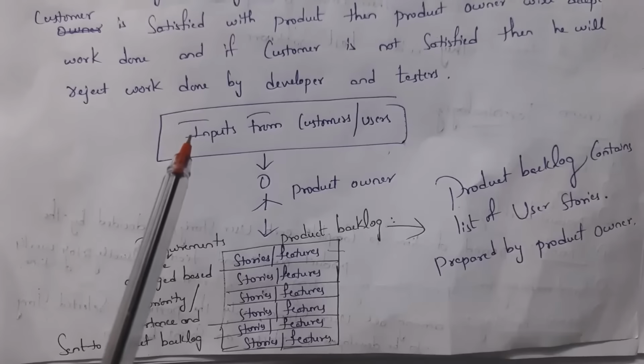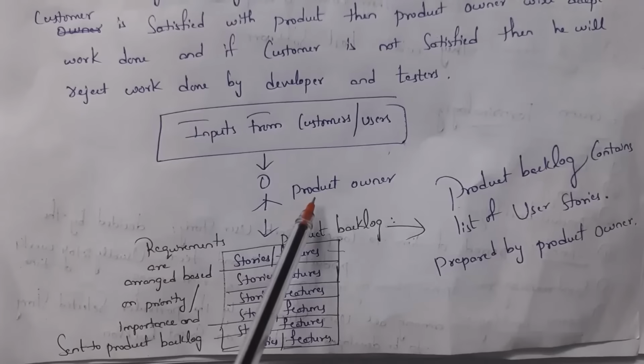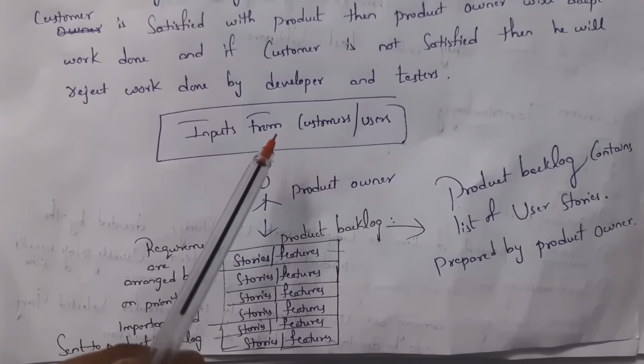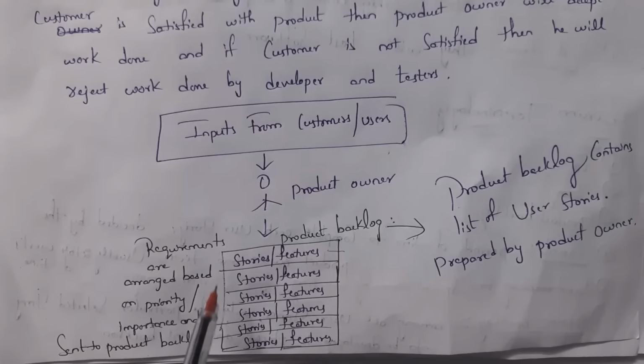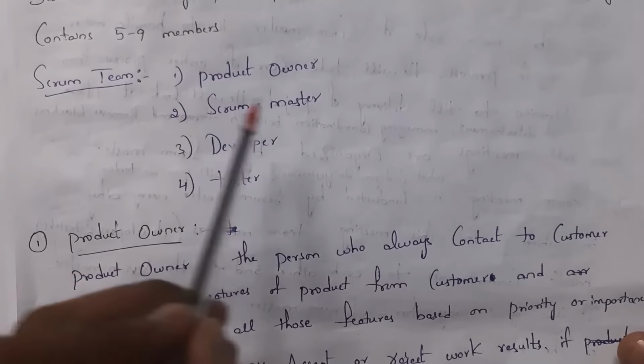So this is the role and responsibility of the product owner. The product owner will interact with customers and then he will collect the features of a particular software and he will arrange all those features in the product backlog based on priority. We call these features stories. Next section, what is the role of the Scrum Master?